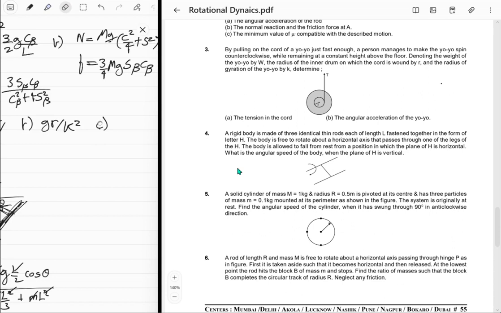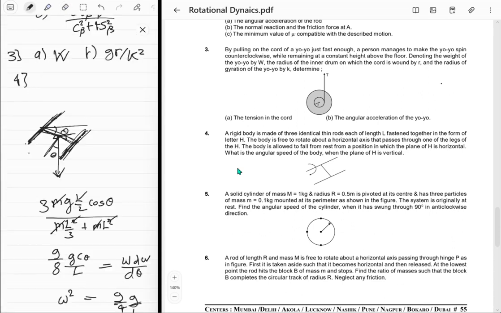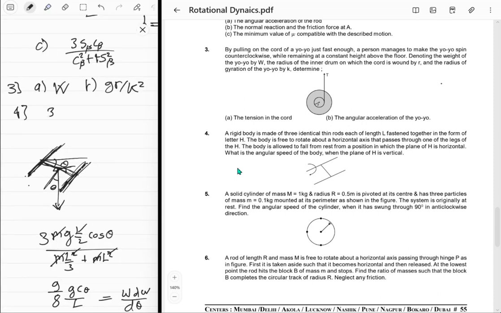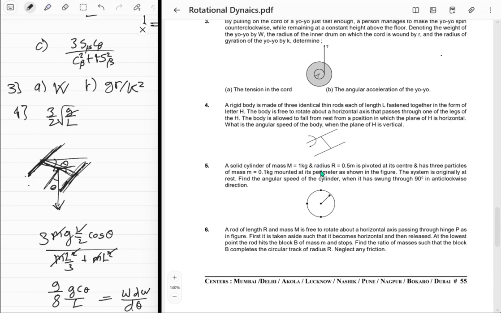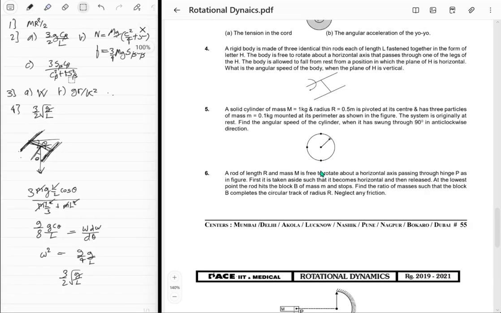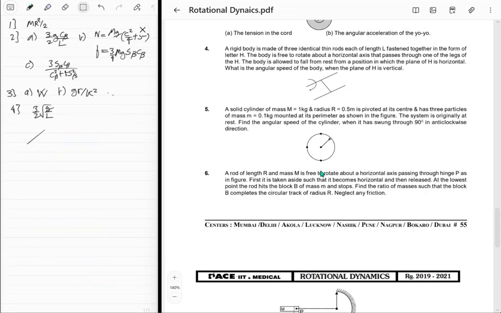Wait, is that? Oh, I think that's for some other question. Yeah, fourth. So it's going to be 3 upon 2 square root of g upon l. Fourth done. Okay, fifth.